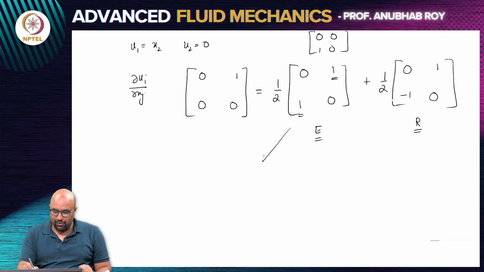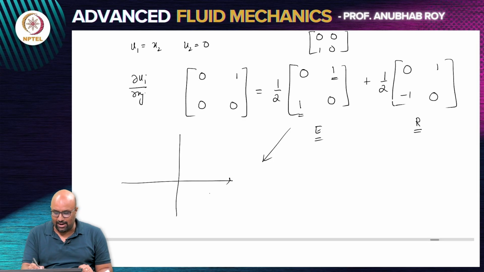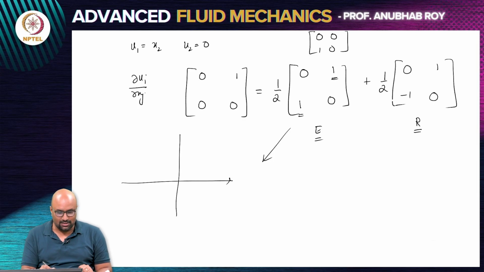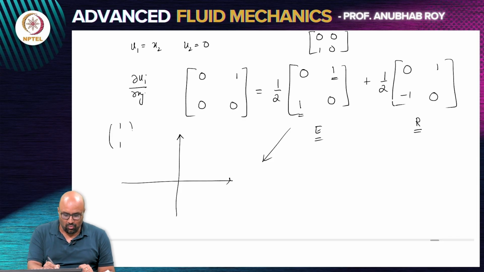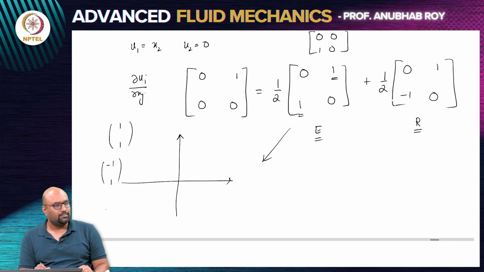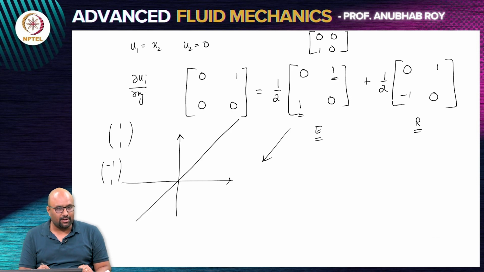Now, if you try to find what will happen to a fluid element, if you focus on the rate of strain tensor here, again if you try calculating the eigenvalues and eigenvectors, you will find that the eigenvectors are (1, 1) and (-1, 1). So, (1, 1) will be this axis at 45 degrees. (-1, 1) will be this one.